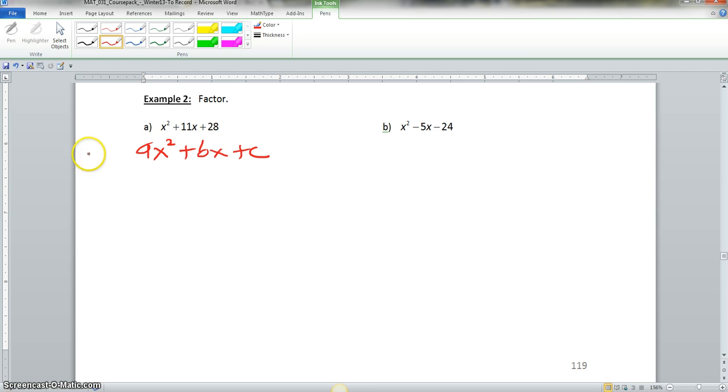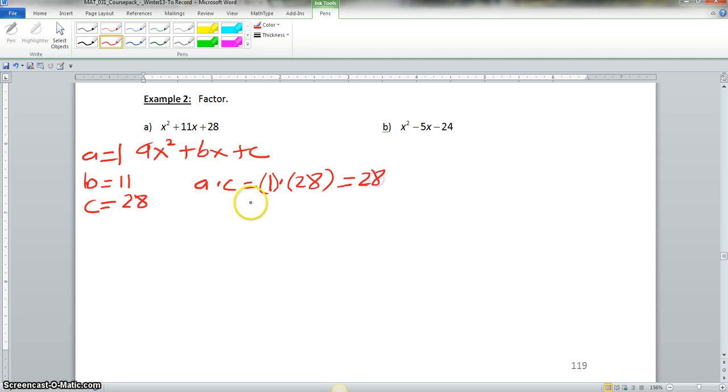So what we're going to do is list what our a, b, and c is equal to. Now, according to this expression here, our coefficient of x squared is 1. Our coefficient b is 11, and our constant is 28. Now again, first we look at our standard form. We list our a, b, and c. And then after we list our a, b, and c, we multiply a times c. A is 1, and c is 28. And we can put that in parentheses. 1 times 28 is 28.